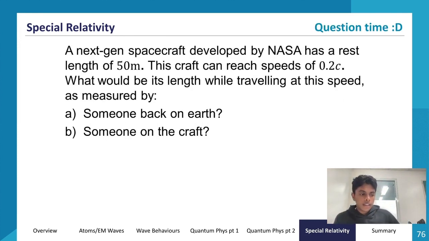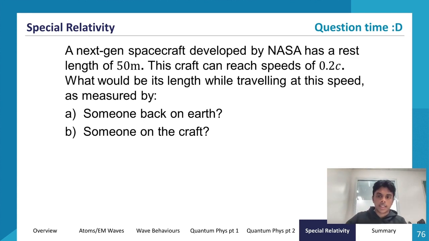Let's do a couple questions now. A next-gen spacecraft developed by NASA has a rest length of 50 meters. This craft can reach speeds of 0.2 c. What would its length while traveling at that speed be, measured by someone back on Earth? For someone back on Earth, are they relativistic or are they in the rest frame? Well, the spaceship would be moving with respect to Earth, right? So from the Earth's frame of reference, the spaceship is moving. So I'm on the relativistic frame.